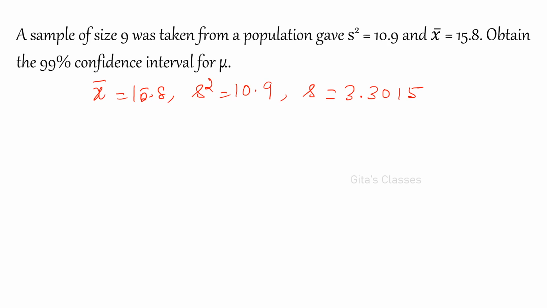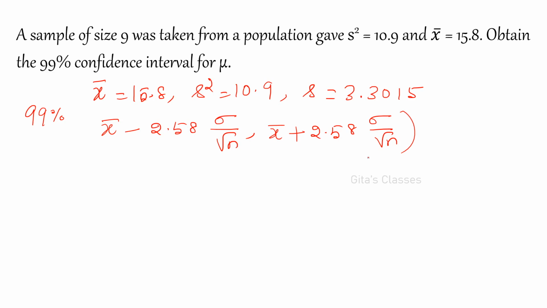So 3.3015. Small s is 3.3015. So for the 99% confidence limit, directly you write the formula x bar minus 2.58 into sigma by root n, or you can find out the standard error separately and substitute, no problem. So x bar plus 2.58 into sigma by root n. Here sigma is not known, therefore you write the small s value because it is a smaller sample.